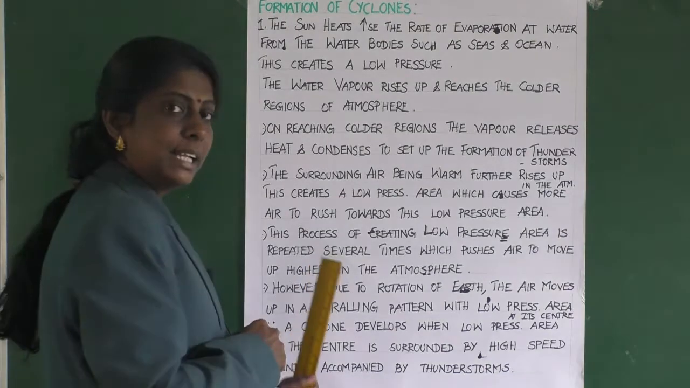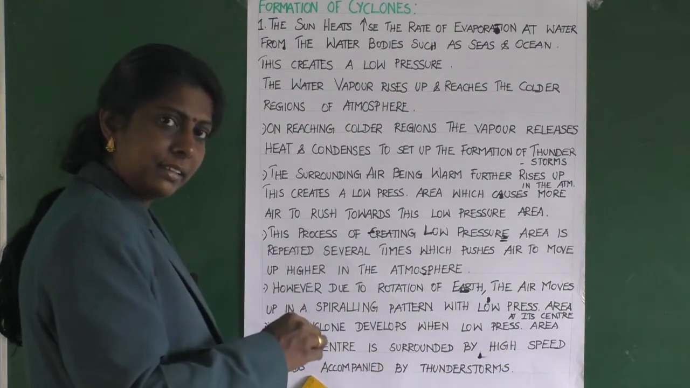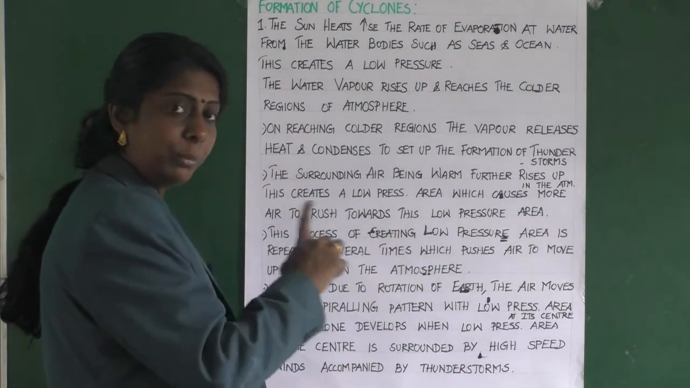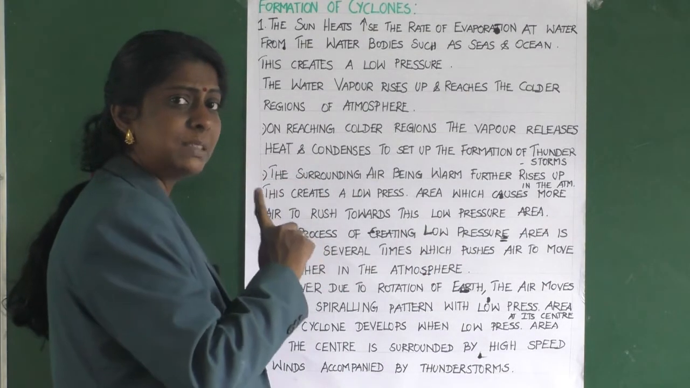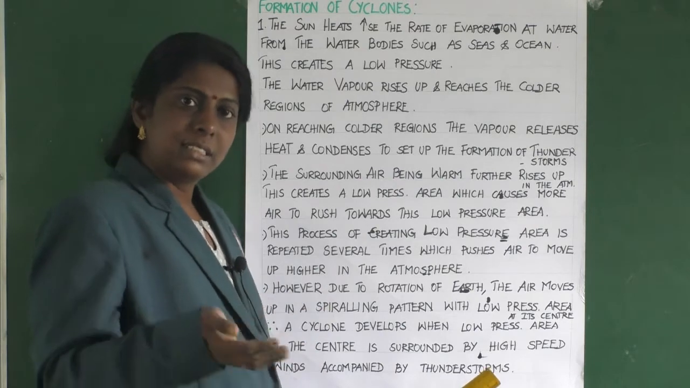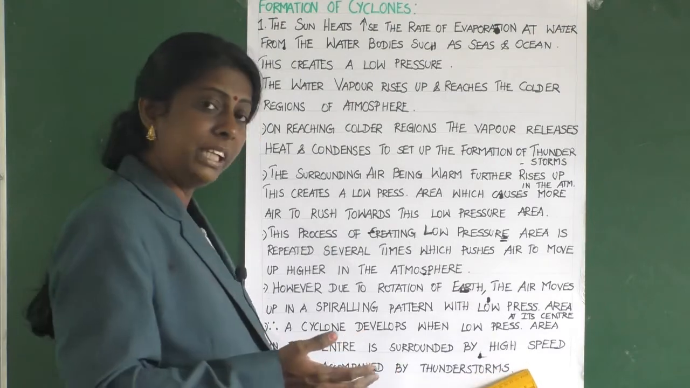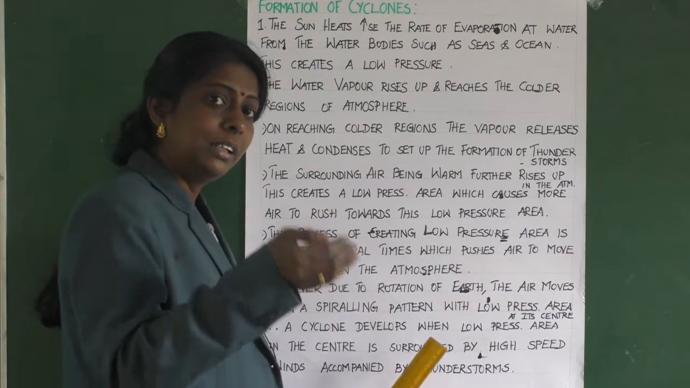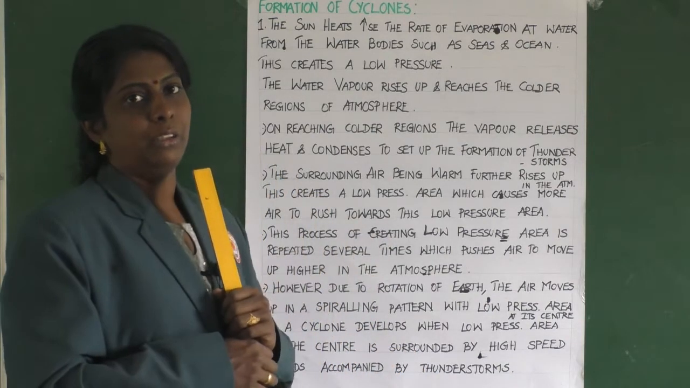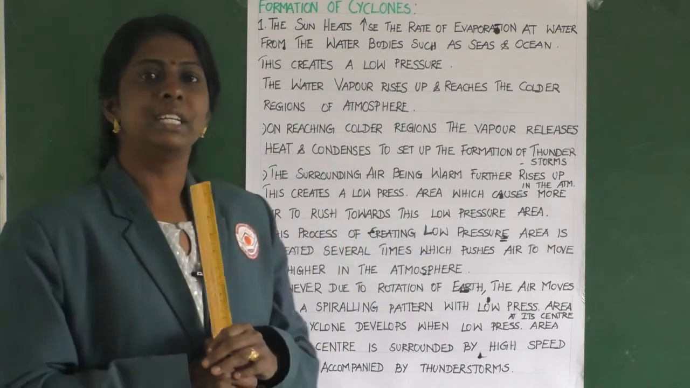Clear? So, therefore, a cyclone develops when a low pressure area in the center is surrounded by high speed winds accompanied by thunderstorm. High speed wind along with thunder, surrounding a low pressure area, creates the cyclone. Can you understand? Yes, that is the formation of cyclones.